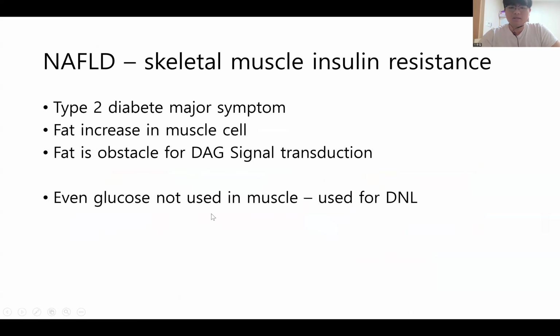Skeletal muscle uses insulin-dependent glucose transporter 4-mediated glucose transport to control blood glucose level. Due to excess free fatty acid supply, fat in muscle cells increases, which interrupts DAG-mediated insulin signal transduction and promotes insulin resistance. This means glucose uptake is not normal in muscle, so the glucose could be used for de novo lipogenesis. This process is related to symptoms such as muscle reduction and reduced muscular strength.